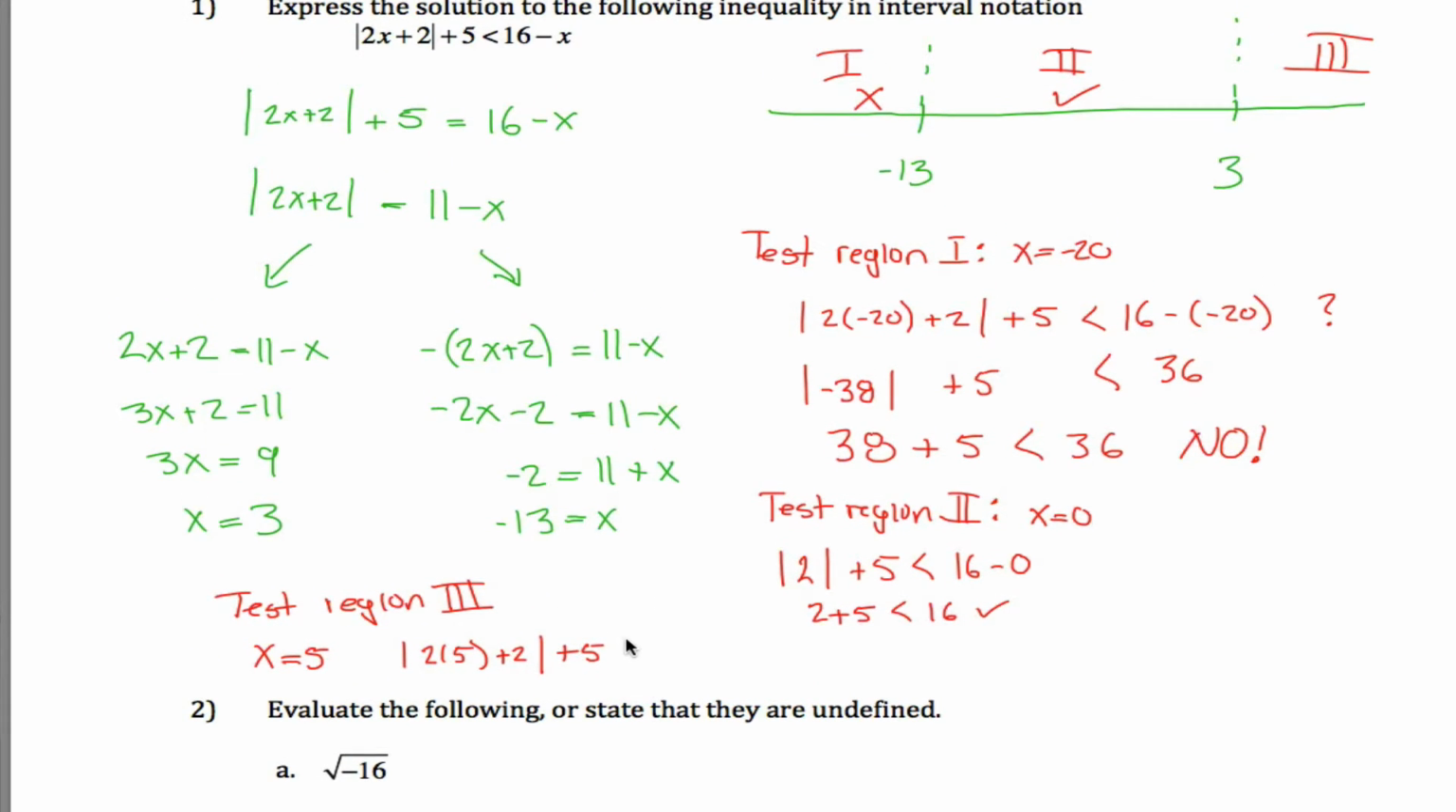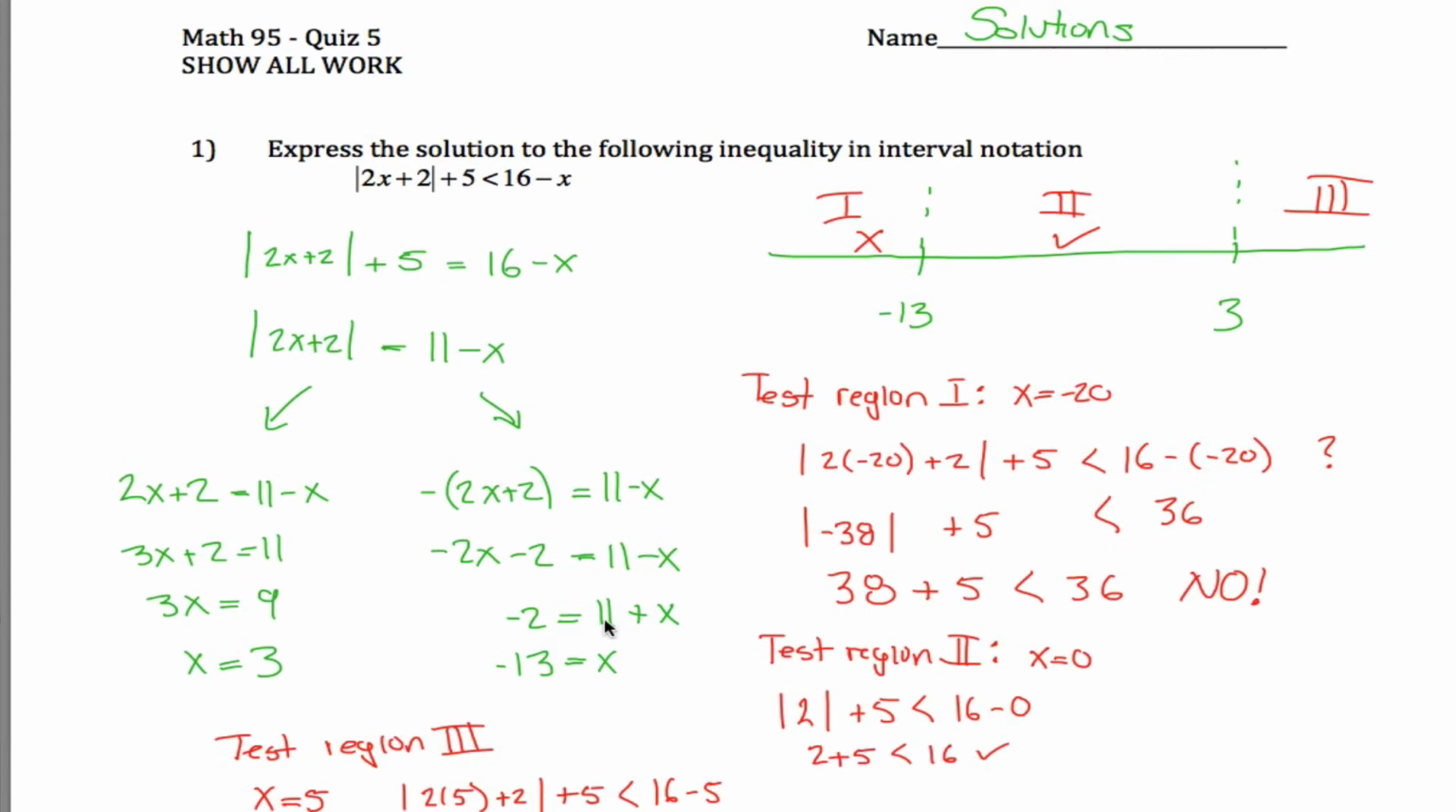Is that less than 16 minus 5? Well, let's see, 2 times 5 is 10, plus 2 more is 12, and the absolute value of 12 is just 12. So the question is, 12 plus 5, is that less than 16 minus 5? It's not, because this is 17 and this is only 11. So this is not true. No. I don't know if the exclamation point is absolutely necessary, but whatever. This is not true. 5 did not work.